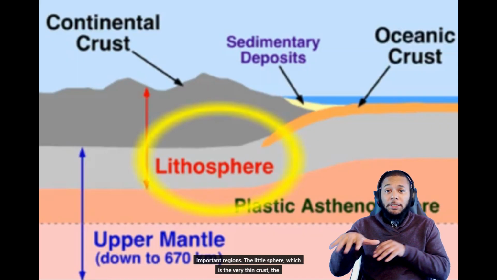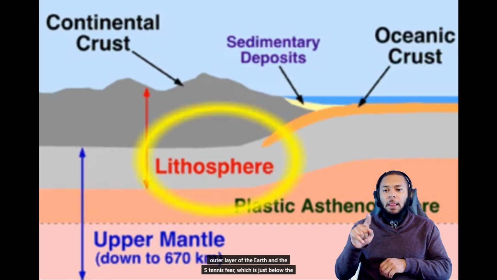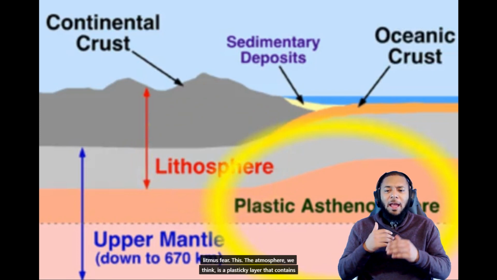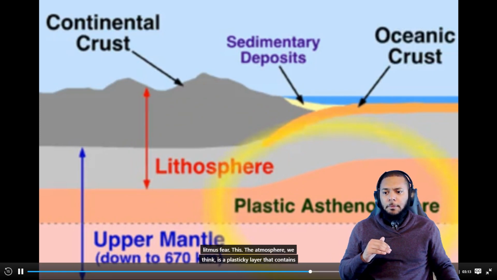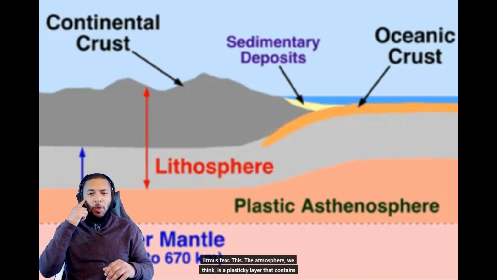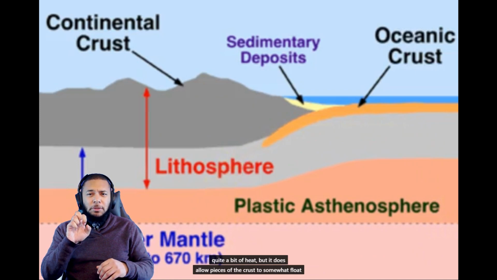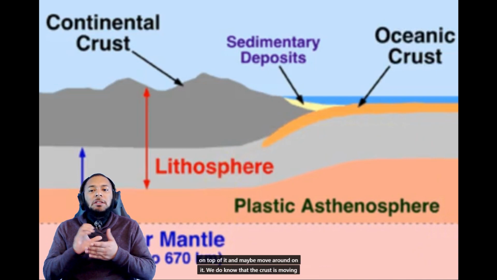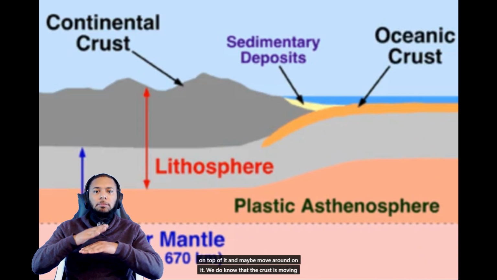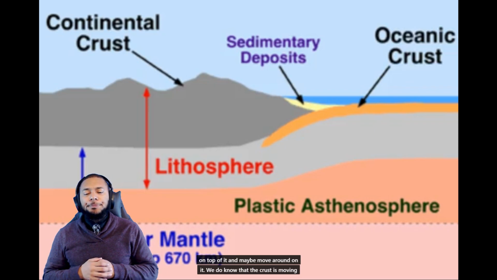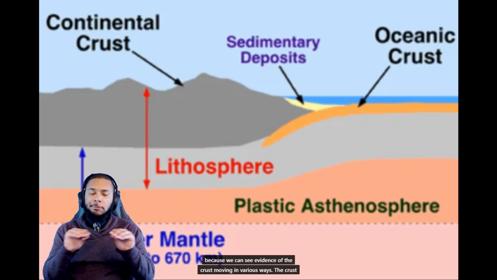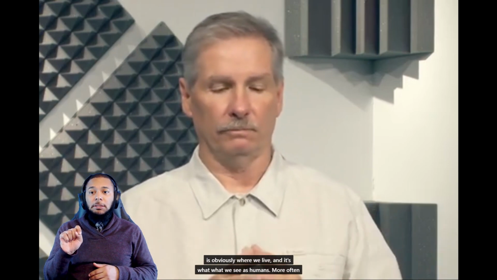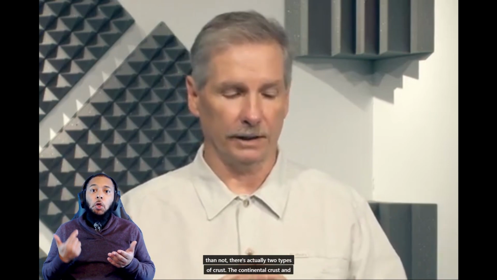The lithosphere, which is the very thin crust, the outer layer of the Earth, and the asthenosphere, which is just below the lithosphere. The asthenosphere we think is a plasticky layer that contains quite a bit of heat, but it does allow pieces of the crust to somewhat float on top of it and maybe move around on it. We do know that the crust is moving because we can see evidence of the crust moving in various ways. The crust is obviously where we live, and it's what we see as humans more often than not.